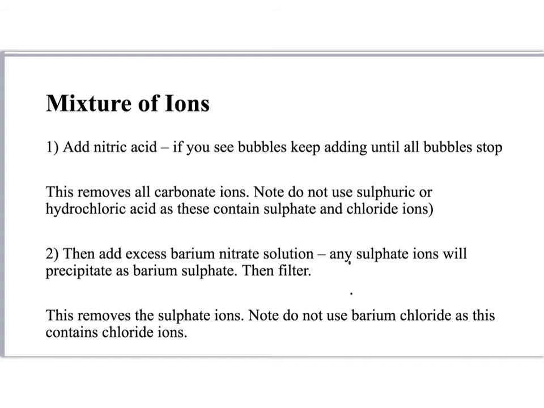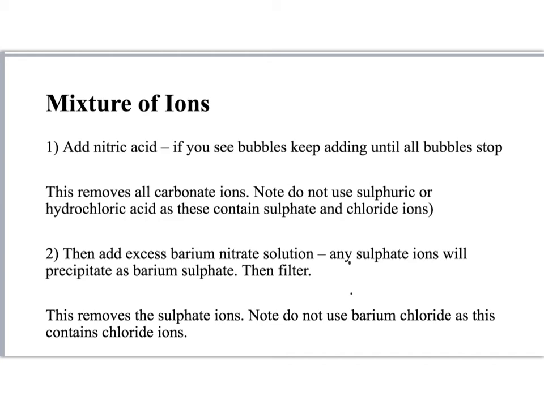Now let's say I've been given a test tube and it contains a mixture of anions. How am I going to tell which mixture I've got? Well, you do the tests in the order that we've just discussed. So the first one I'm going to do is add nitric acid, and I keep adding nitric acid until all the bubbles have stopped. If I do see bubbles, that's removed all the carbonate ions. So if I've seen bubbles, I say, okay, I've got carbonate there. If I don't see bubbles, I can move straight on to the tests for sulfate and halide.